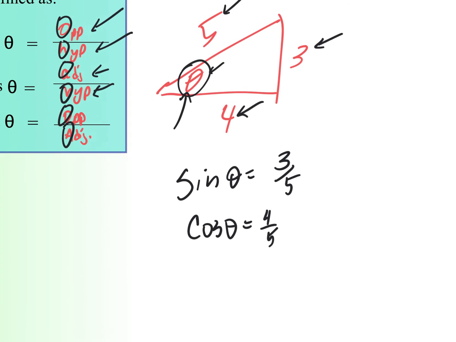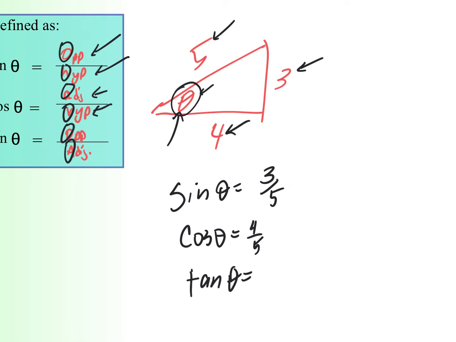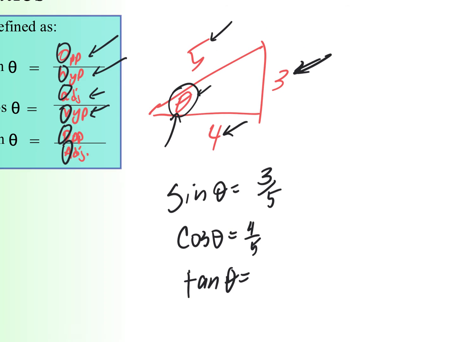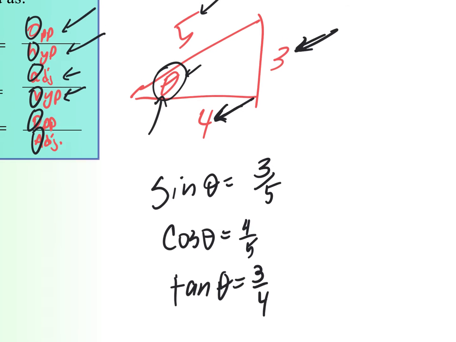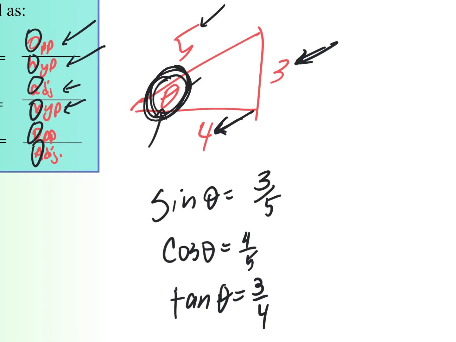And tangent of that angle, then, TOA, opposite over adjacent. This one's the opposite one, and this one's the adjacent one, so 3 over 4. All right, now, what if you actually wanted one of those angles? Like, I want this angle. How do I find out what that angle is?